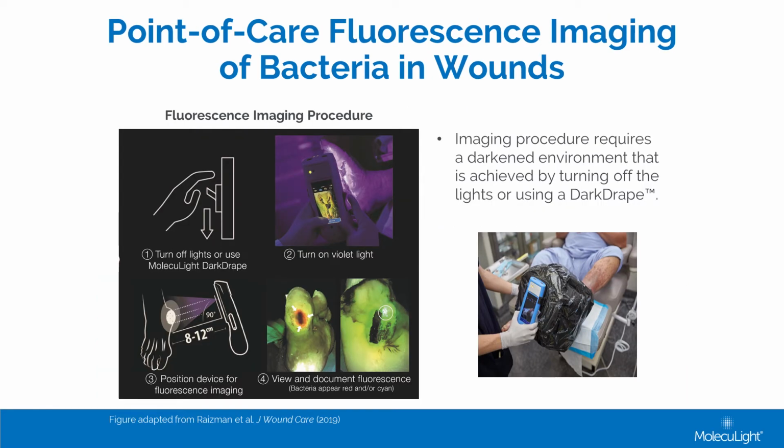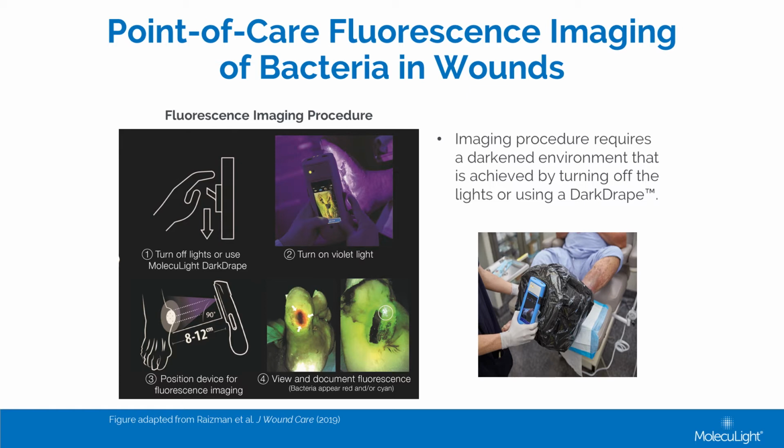So how does it actually work? Turn off the lights to use the dark drape, or work in a darkened room that doesn't have a window. I'm very fortunate that my treatment rooms do not have windows, so I can just do this straight without the dark drape. So then the clinician will turn on the violet light. You'll position the device 8 to 12 centimeters from the wound. There will be a light indicator that will change from red to green when you're in the proper zone for imaging, and then you'll capture the image.